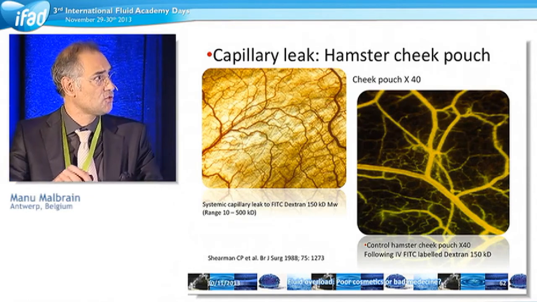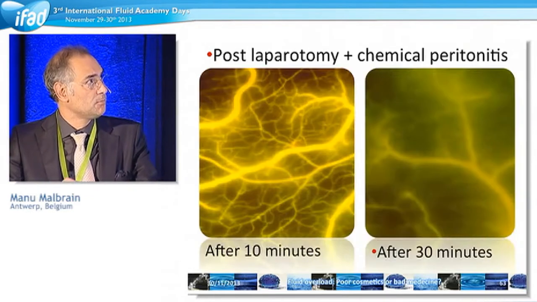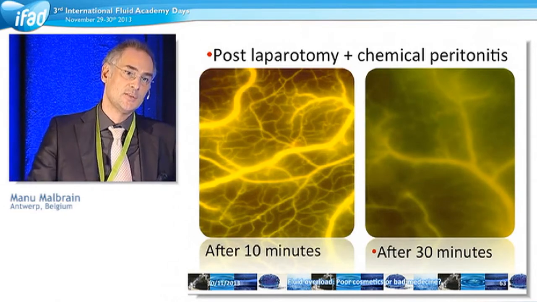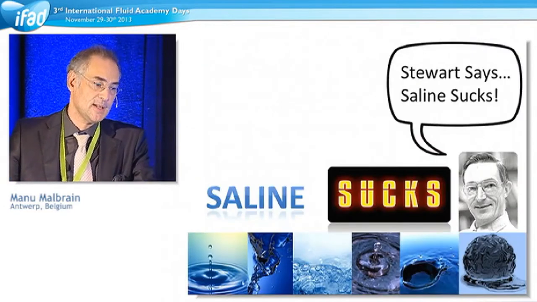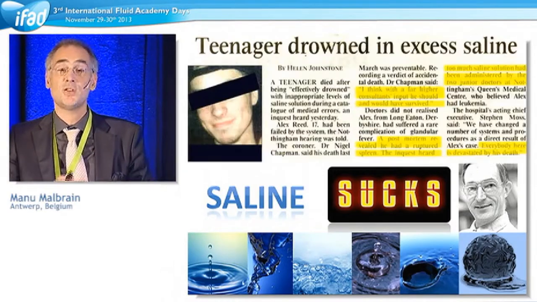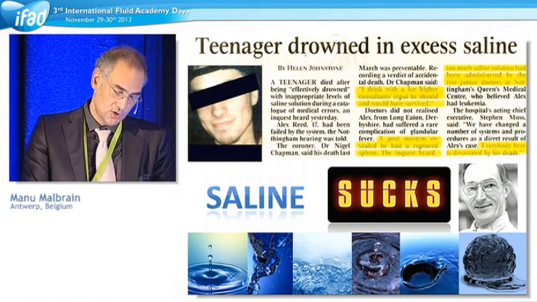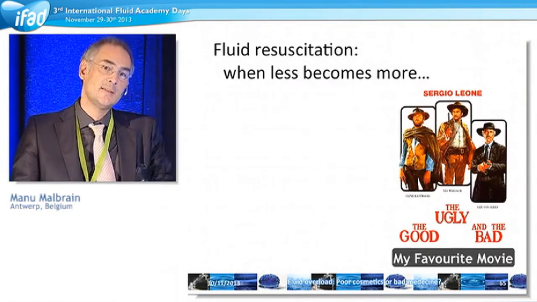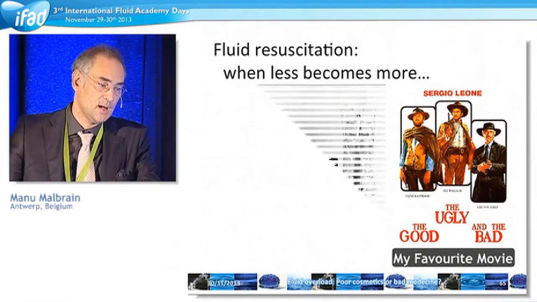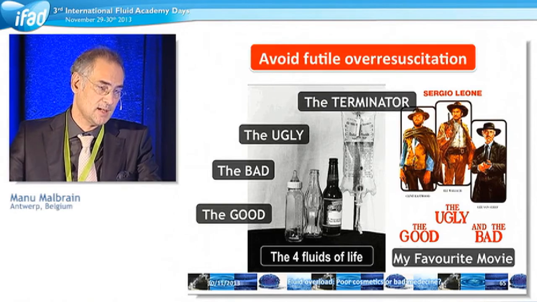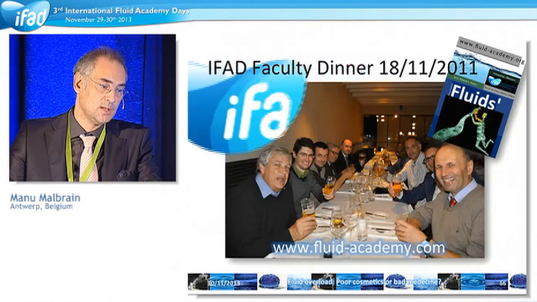This is a hamster cheek pouch in an animal where we induce a chemical peritonitis. So you look at the cheek, you induce the peritonitis, and you see the capillaries leaking at a distance. And that's probably why Stewart says that saline sucks, because you can literally drown patients with excessive amounts of saline. So I sincerely do hope that when I'm old and get into the ICU, I will not end up with a bag of saline, but we should avoid futile over-resuscitation.